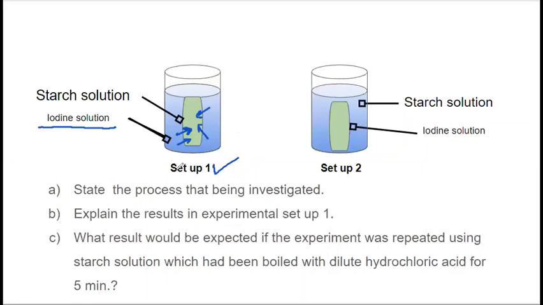Once the iodine solution diffuses into the Visking tubing, it's going to end up with a blue-black coloration. That is due to the chemical reaction between iodine solution and the starch molecules. It's going to be this color after the chemical reaction between iodine solution and starch particles.